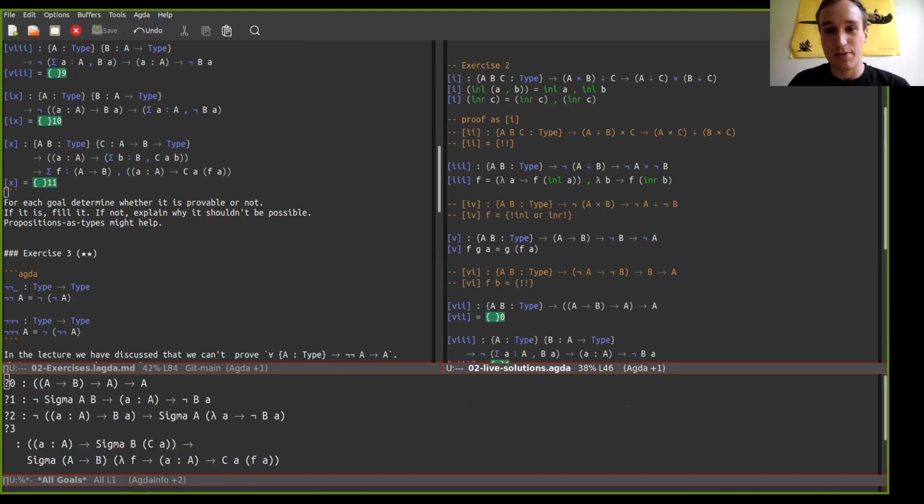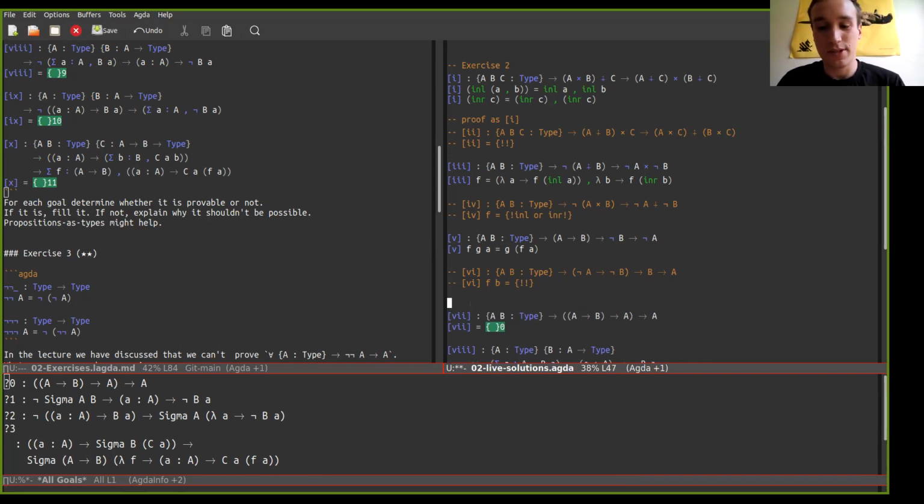Okay, next up, 7. Who thinks that 7 is provable? Who's someone in the chat that knows their intuitionistic logic well? This is actually equivalent to the law of excluded middle, and this is also known as Peirce's law. And this is not provable.